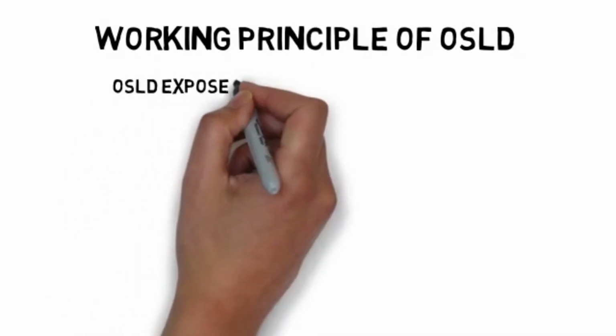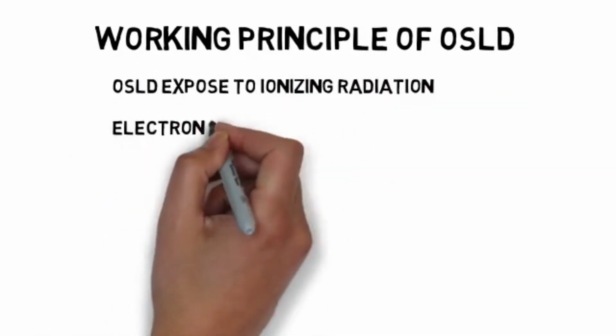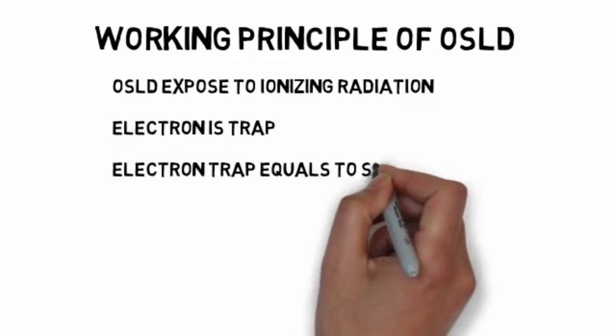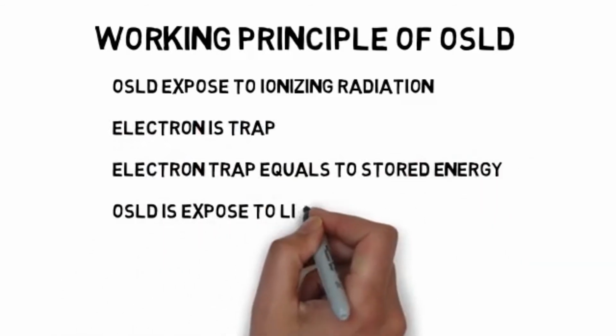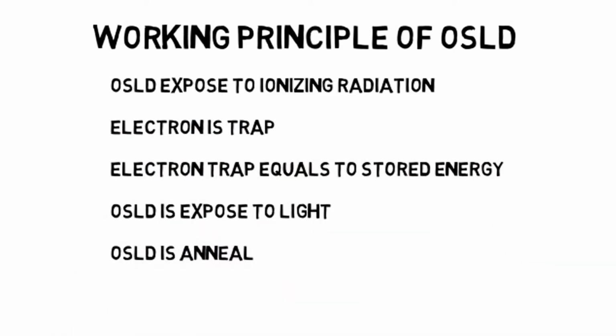Step 1. The ionizing radiation passes through the detector and the crystal inside absorbs the radiation. Step 2. As the crystal is a material containing impurities inside, it traps the electrons in the band gap and holds them there. Step 3. The trapped electrons represent stored energy.